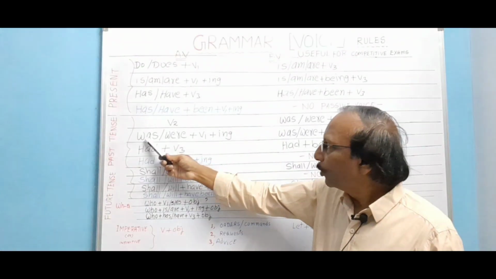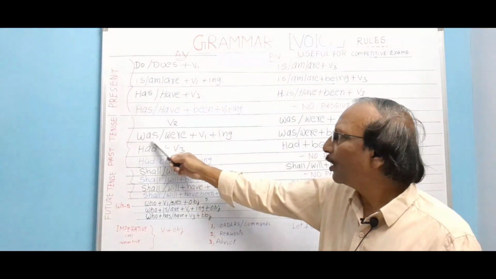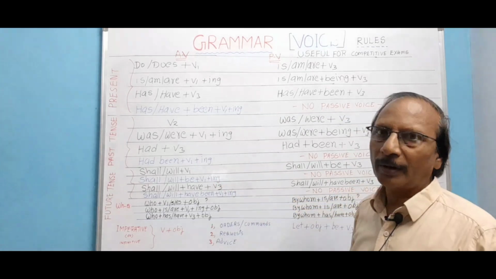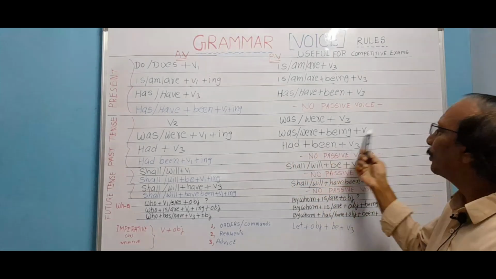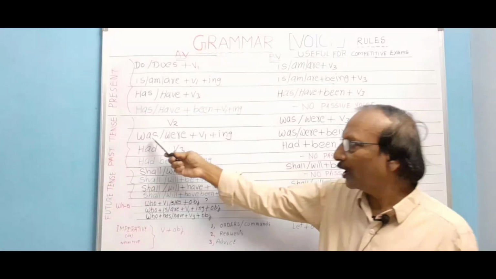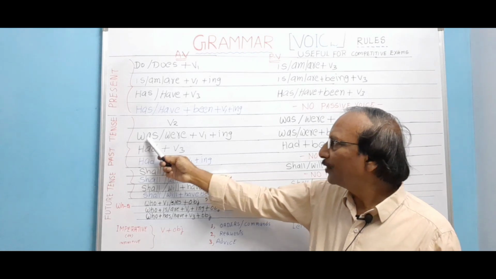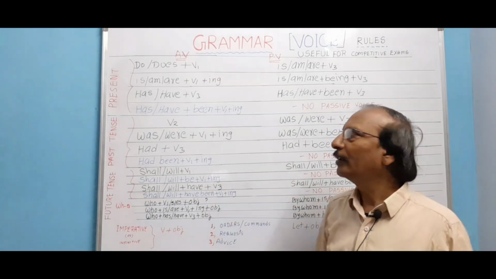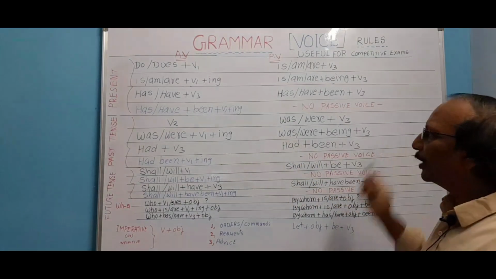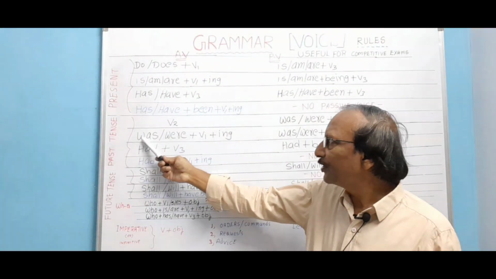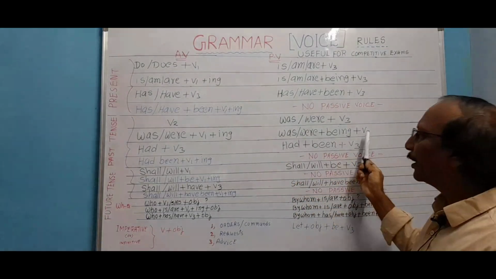Next, now let us see past continuous. In past continuous, was or were plus V1 plus ing form will come, and they will change in passive voice like was or were plus being plus V3. How is it? Let us see. Let us apply first was. For he, she, we use was. He was writing a letter. A letter was being written by him. Suppose she was writing a letter. A letter was being written by her.